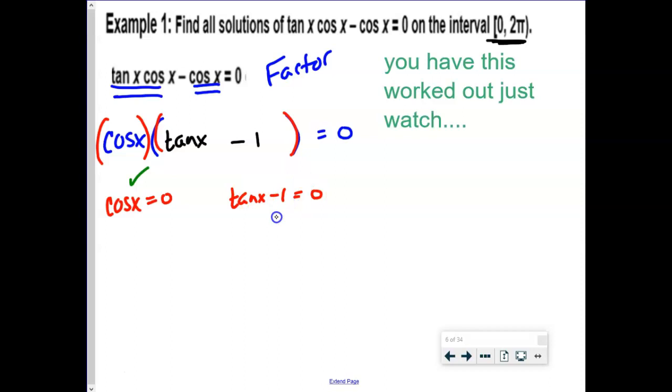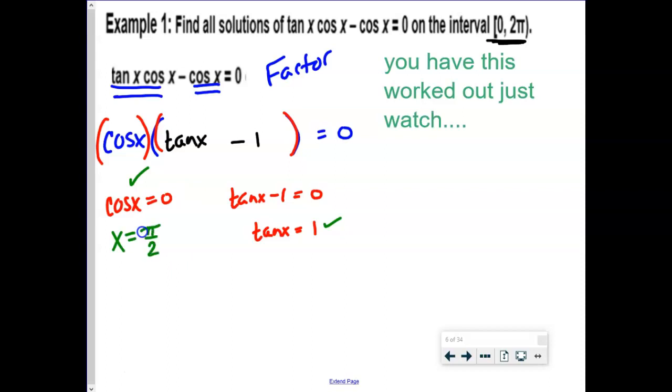This one needs a little bit of work. I'm not ready to look at the unit circle yet. I'm going to add the 1 over, and it's going to say tangent of x equals 1. Now it's ready to look at the unit circle, which means we go look at the unit circle. All right, so go take a peek at your unit circle, guys. Where do you see it giving you a cosine value of 0?